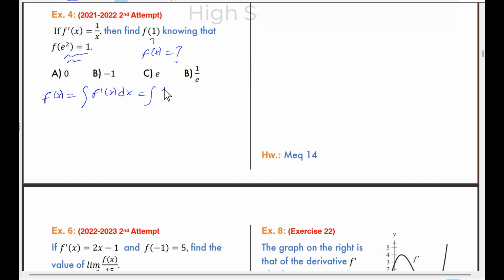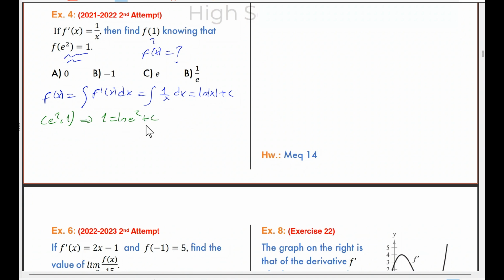So our derivative is 1 over x. Whose derivative is 1 over x? The derivative of ln x is 1 over x, right? So we have ln x plus c. Now this is my original function. I don't know what c is, but thankfully I have a point. I'll put this point back in this function. So my point is (e squared, 1). My x is e squared, y is 1. So f of x is 1 equals ln x, which is ln e squared plus c.